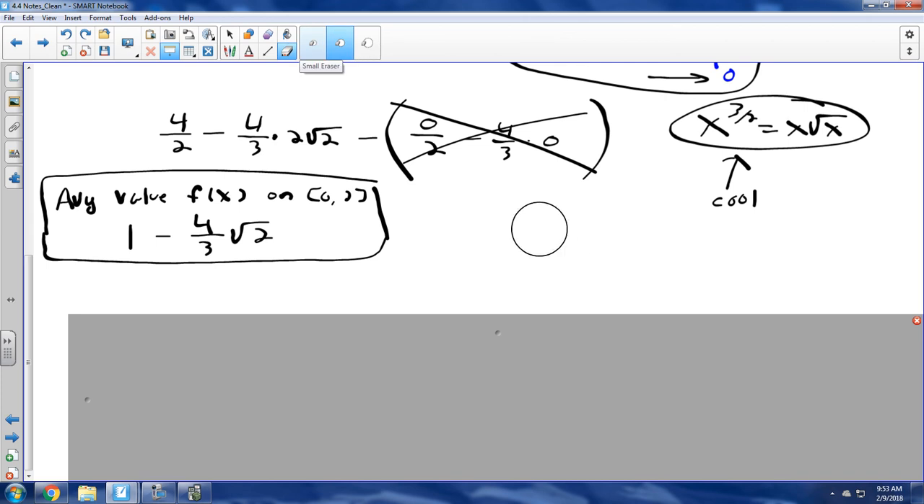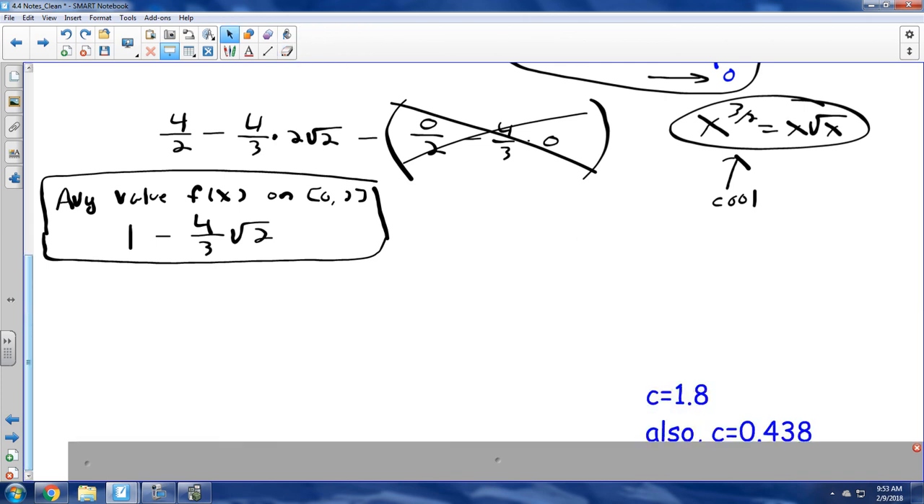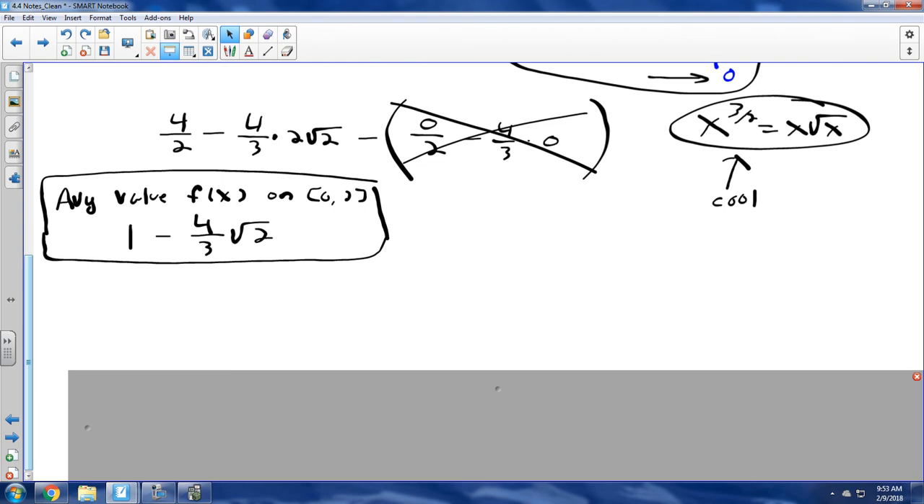Okay, so let's just redo that. So we want the average value of the function. We want to set that equal to the function.